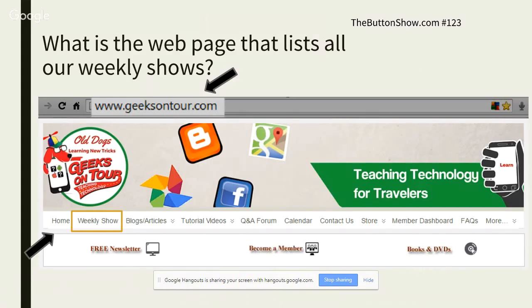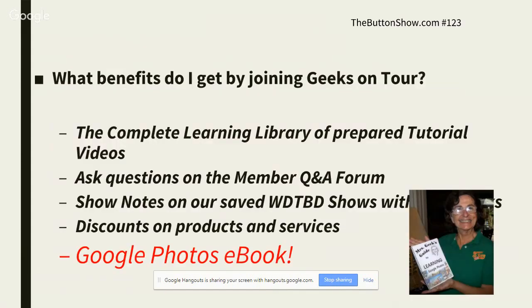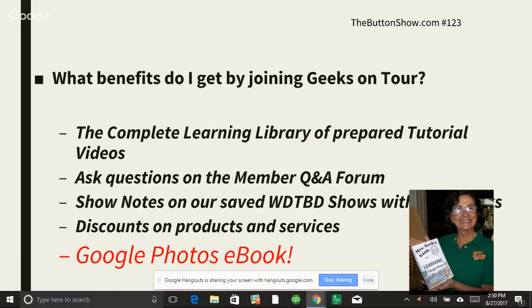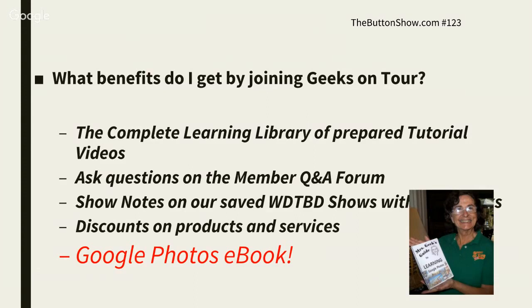So, Chris, what's the webpage that lists all of our weekly shows? geeksontour.com, and the menu item is weekly show. And the web page that lists all of our recent newsletters? geeksontour.com, and the menu item is blogs and news. And what benefits do you get by joining Geeks on Tour? A complete learning library of prepared tutorial videos where we get to edit out the things that didn't work, and ask questions on the member Q&A forum, the show notes for all of these shows, and some discounts on products and services in our Google Photos ebook.